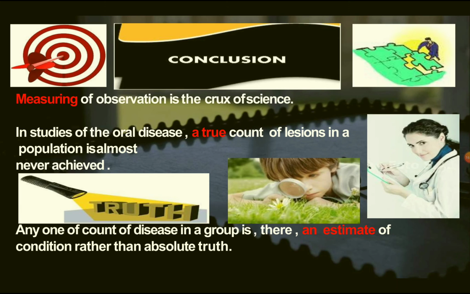So to conclude, measuring of observation is the crux of the science. So that is very important. Quantifying means we are converting the clinical disease into a numerical value, where you can explain to the patient and the patient can understand what exactly he is suffering with. In the study of disease, a true count of lesions in a population is almost never achieved. Any count of disease groups is an estimate of the condition rather than absolute truth.